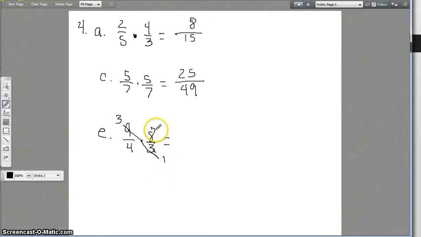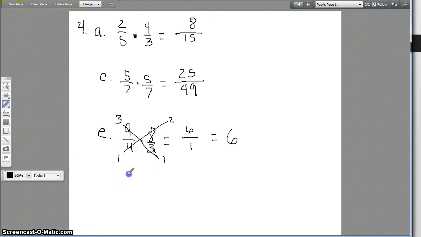4 and 8 also have a common factor. The greatest common factor for those two numbers is 4, so I can cross those out. 4 divided by 4 is 1. 8 divided by 4 is 2. Multiply across the numerator. 3 times 2 is 6. Multiply across the denominator. 1 times 1 is 1. We simplify our answer to get 6.